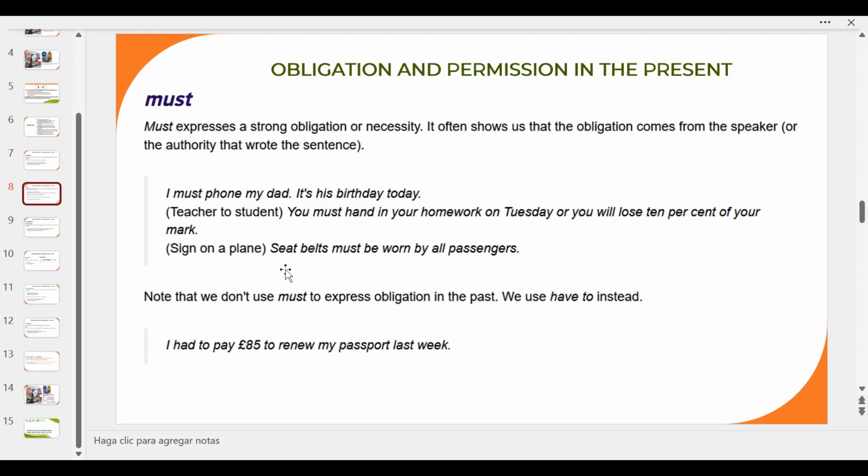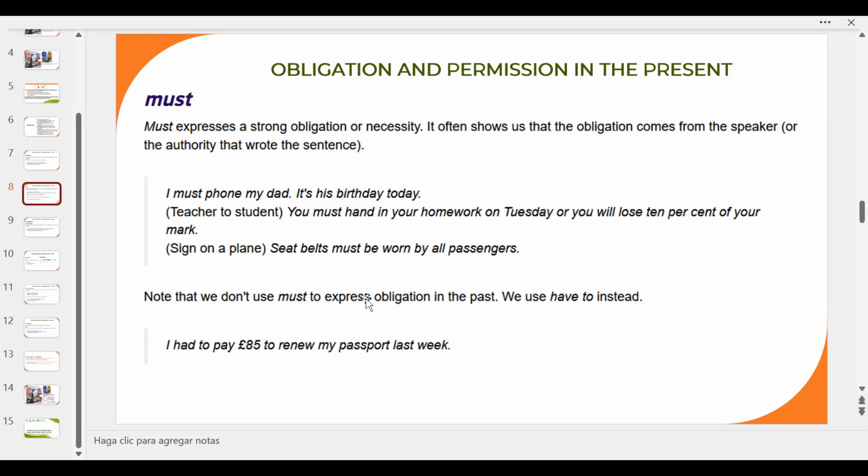In some cases, of course, we're talking about rules and regulations, which is probably the most common use for must. Seatbelt must be worn by all passengers. Probably it's one of the most common examples, talking about planes. And of course, we will talk about that in our next session.